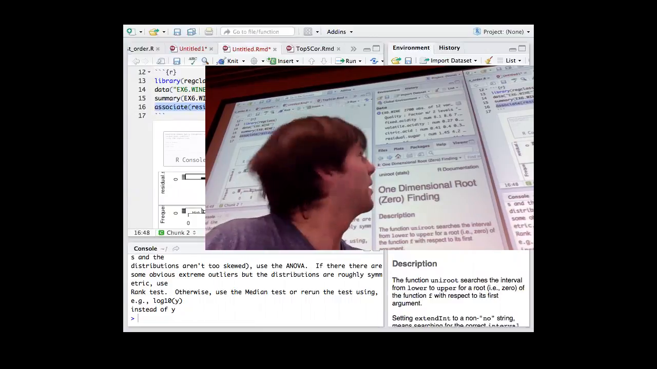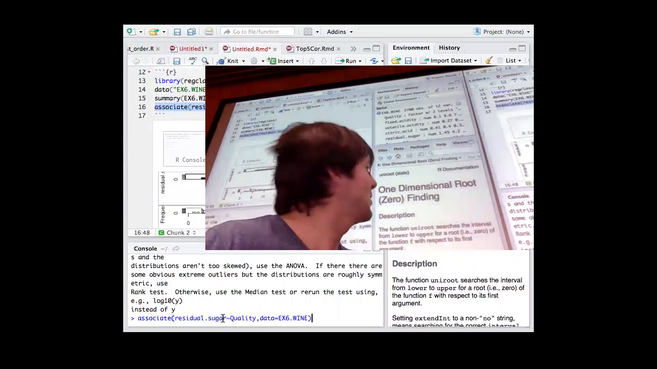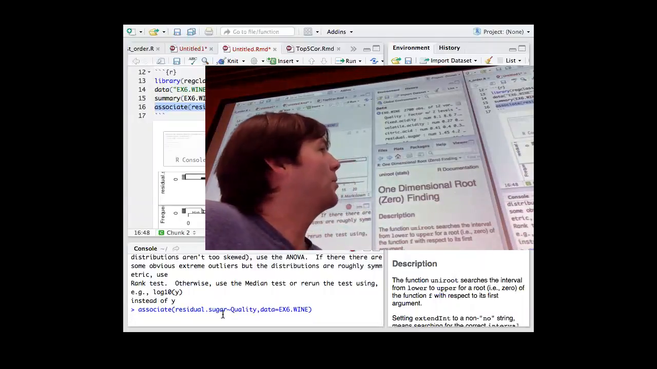Brian doesn't know how to use his Mac. Copy, paste, run. And now it should bring up the plots over here.